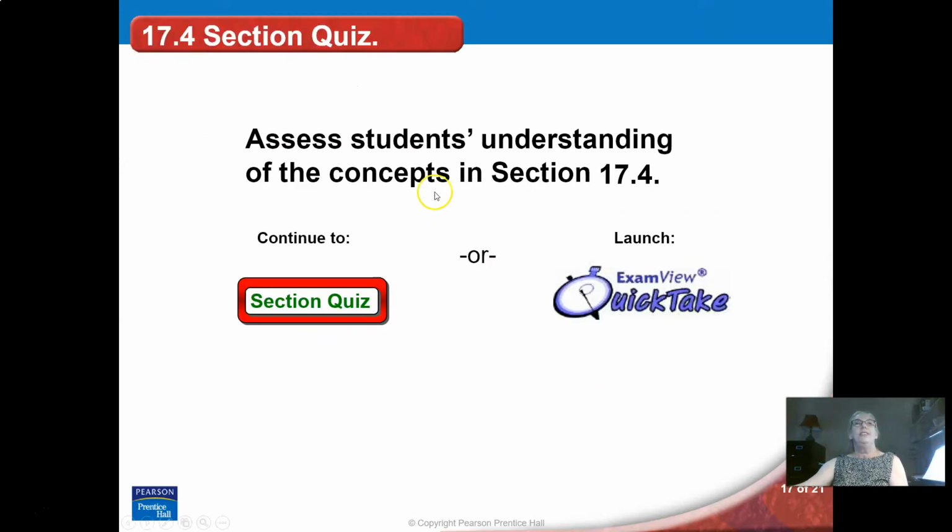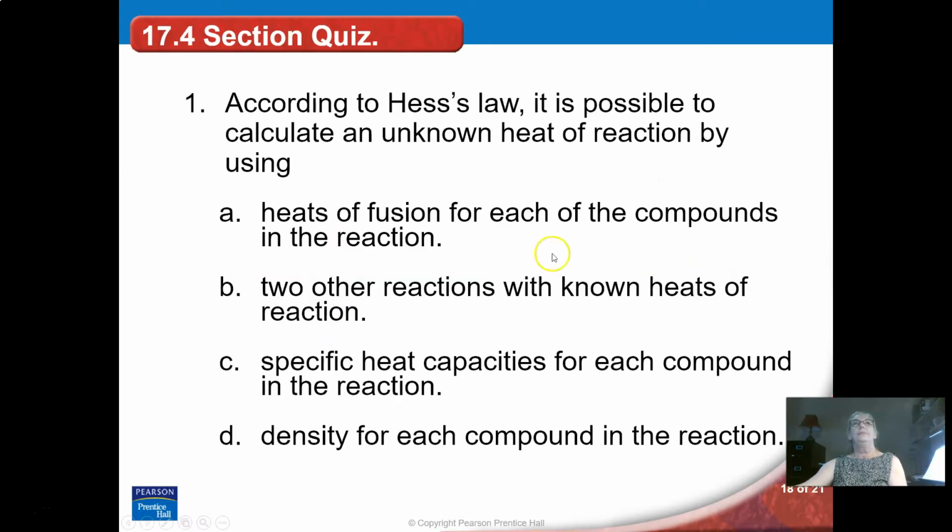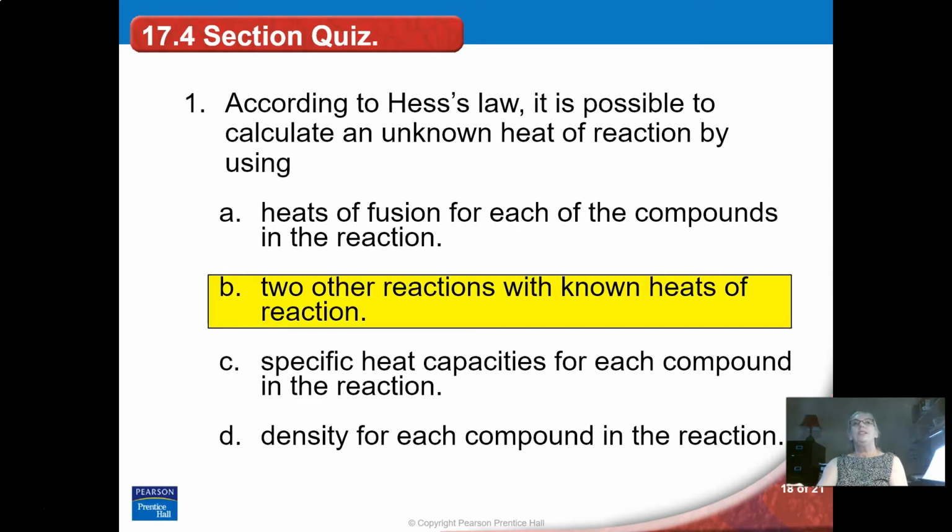So let's see how you do on this one. According to Hess's law, it is possible to calculate an unknown heat of reaction by using what? So we're going to use 2 reactions when we know the heats of those reactions. 2 or more, actually.